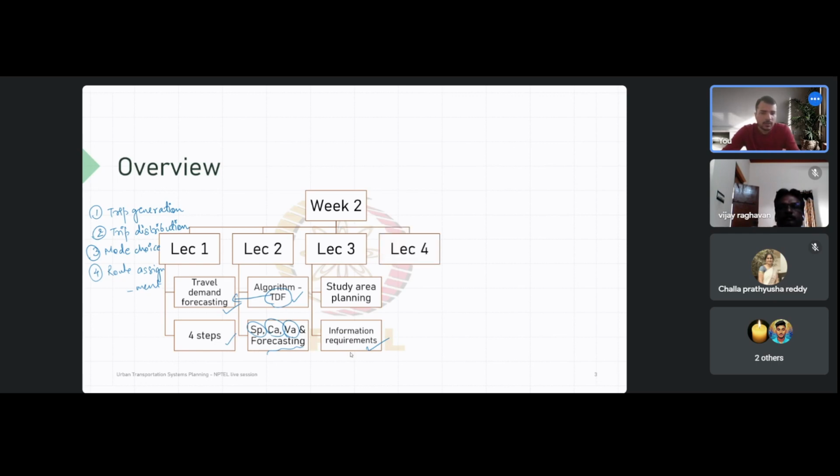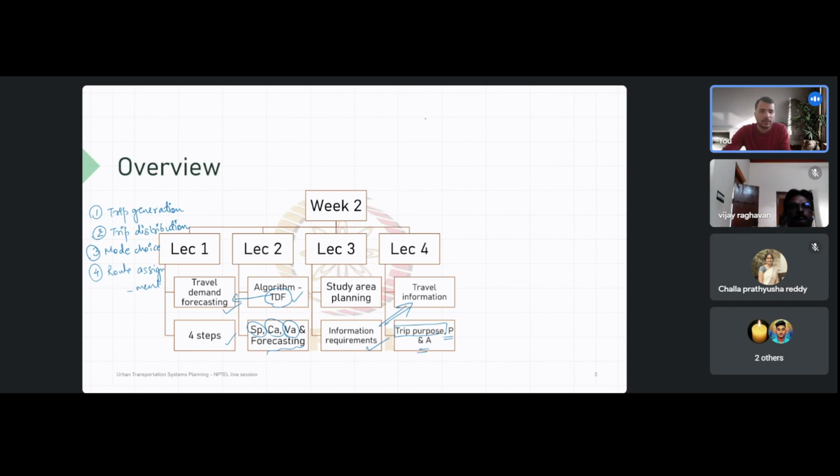Next was the fourth lecture. That was about travel information. What kind of information is collected using the surveys? Basically, we try to collect the purpose of the trip, where the trip was produced, and where it got attracted to. So, a key pointer.